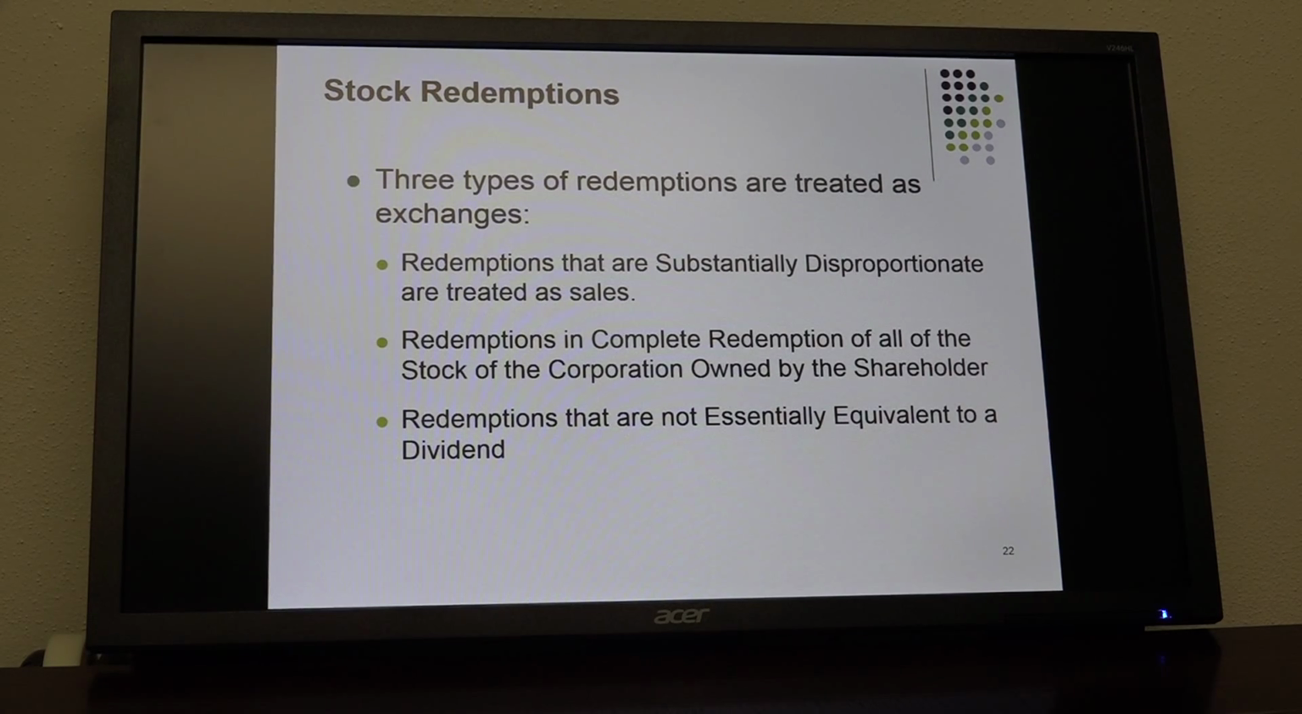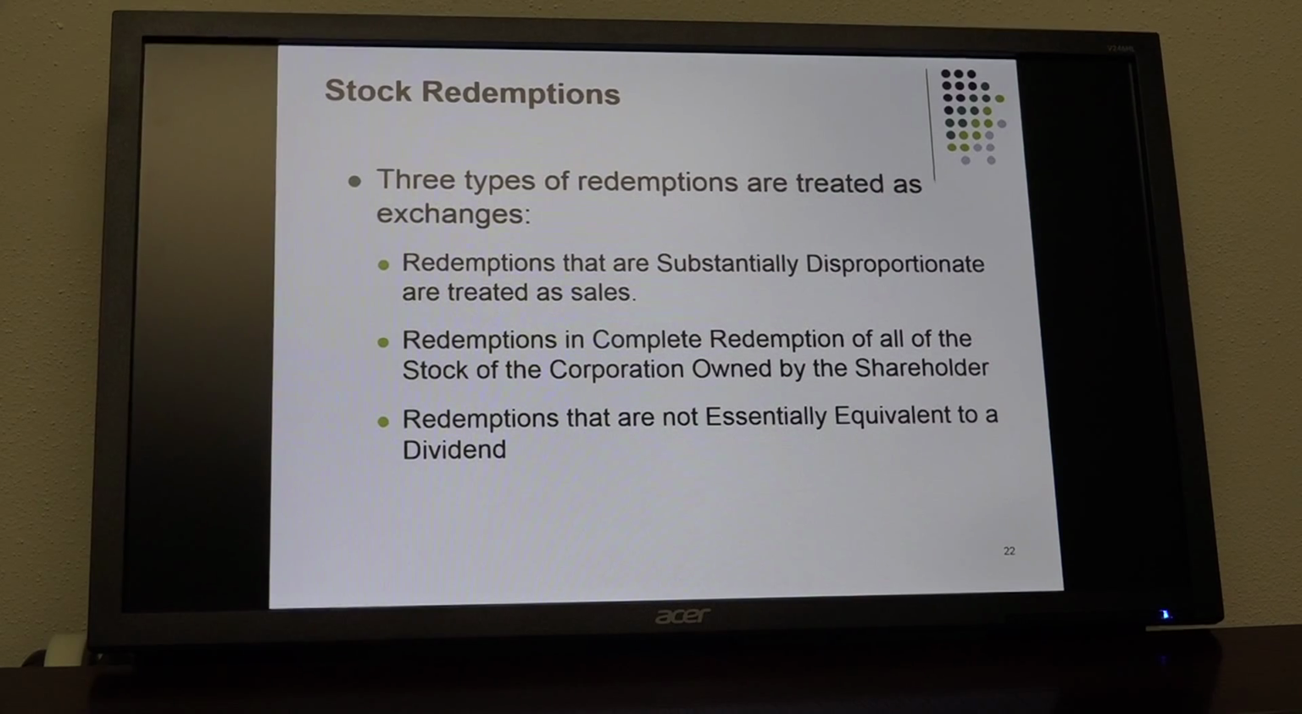And last but not least, the shareholder's percentage ownership of the aggregate fair market value of the corporation's common stock after the redemption is less than 80% of his or her percentage ownership before the redemption. So that's a lot. And so they give you an example in the book.